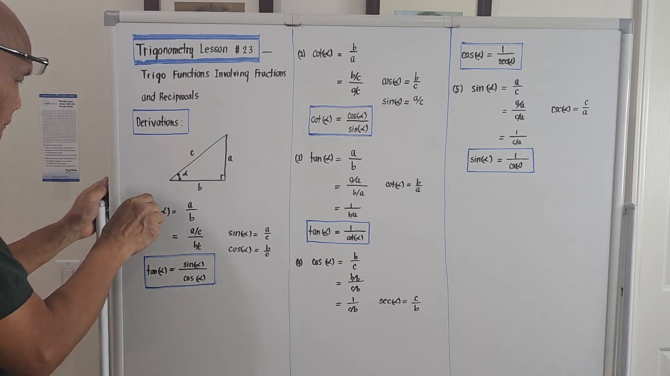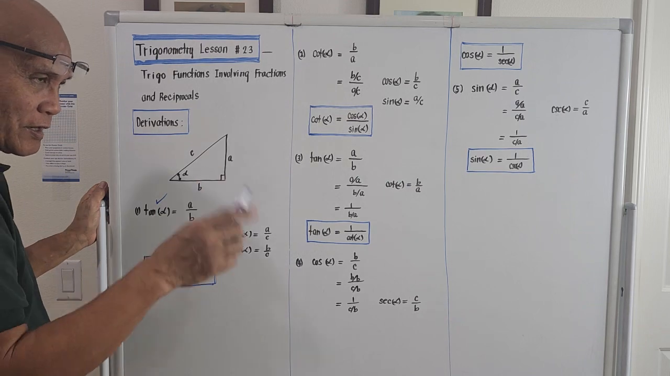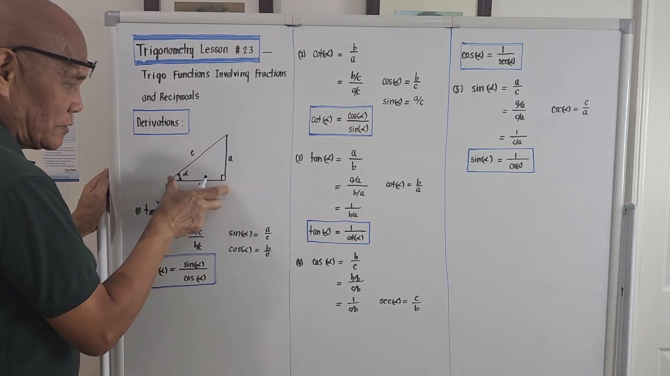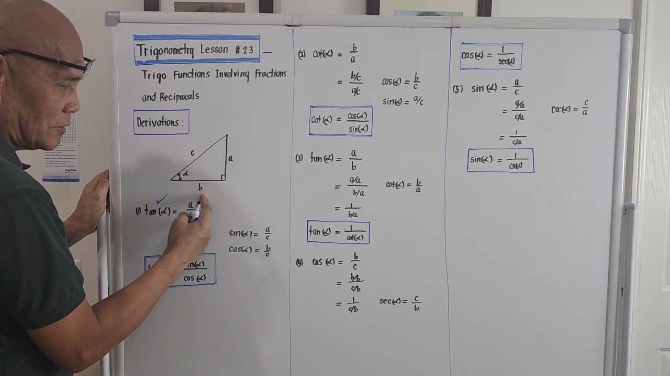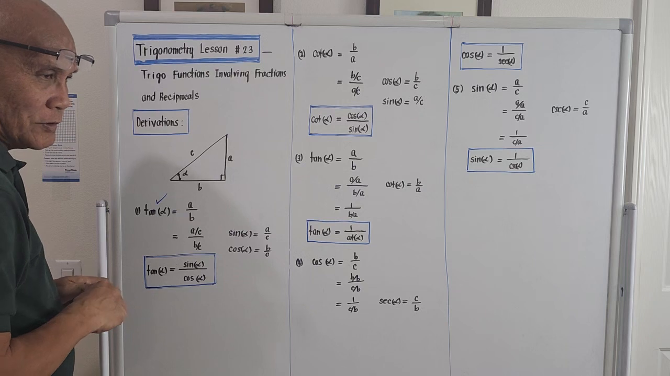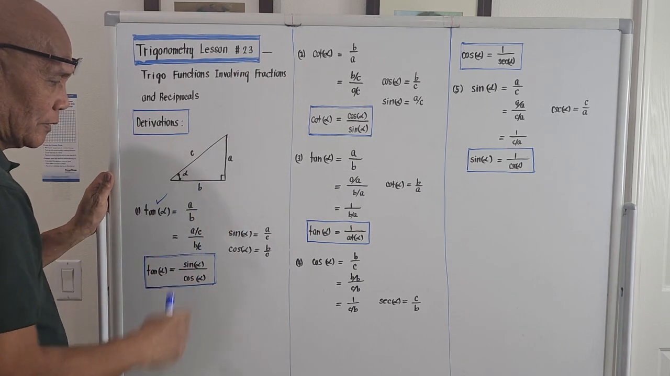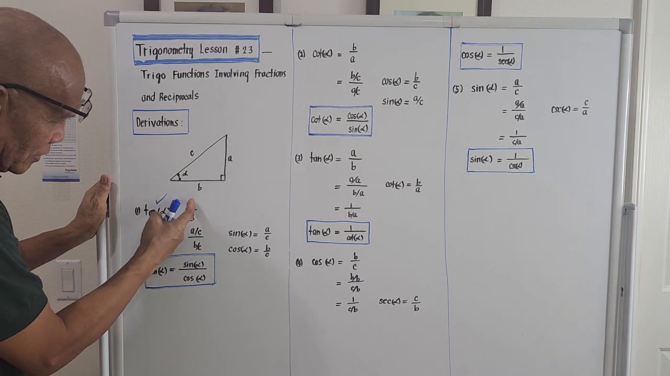Tangent of any acute angle, considering a right triangle, will be the opposite side over the adjacent. Considering alpha, this is opposite, this is adjacent. And by definition, tangent is opposite over adjacent. Okay? It's A over B.